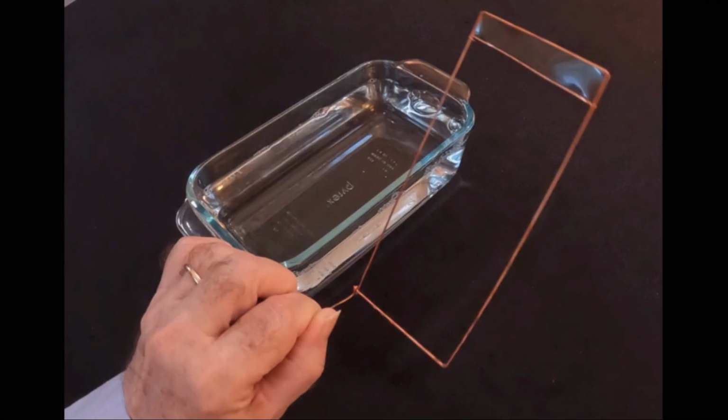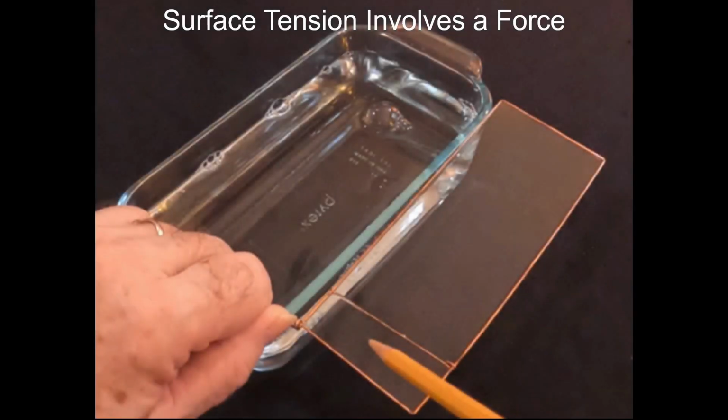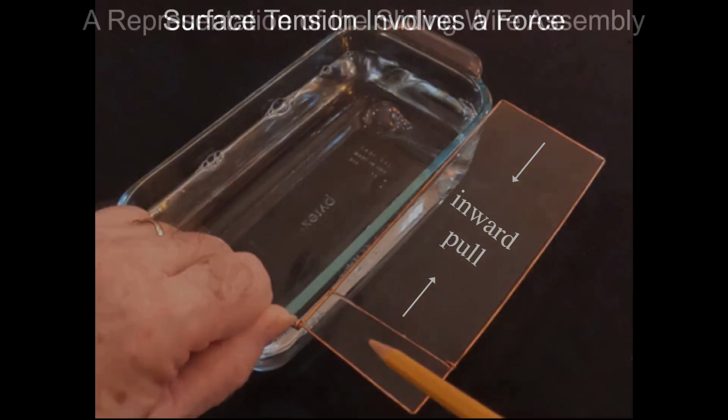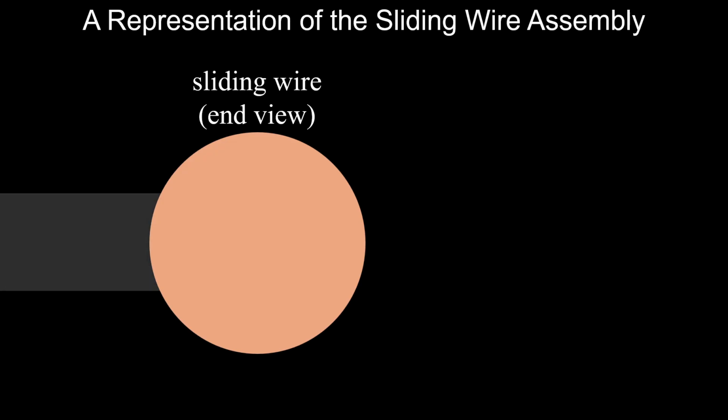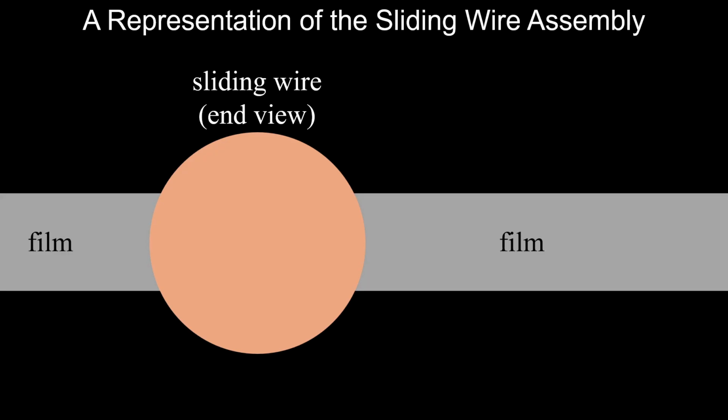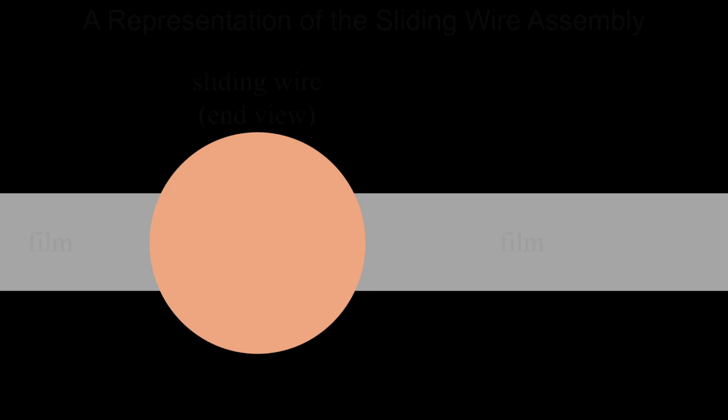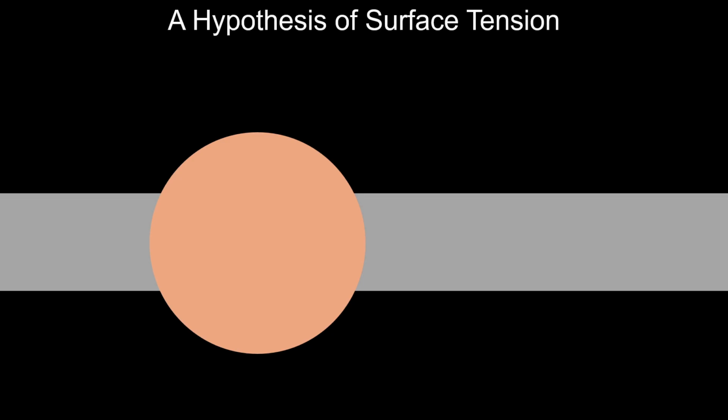The sliding wire assembly demonstrates that surface tension involves a force. This force is an inward pull on the film, and from the videos, it's a pretty strong force. For figuring out the cause of this force, a representation of the sliding wire assembly will be used. The sliding wire is shown as round because it's being viewed from the end. On each side of this wire is a soap film. Using this representation, a hypothesis will be given.